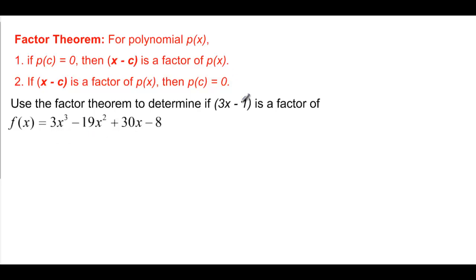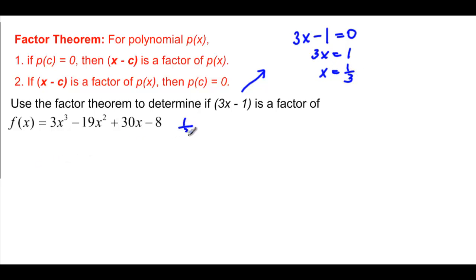So we have here that we want to see if 3x minus 1 is a factor of this. So let's first find out what we have for c. So 3x minus 1, set it equal to 0. 3x is going to be equal to 1, because we're really finding the 0, is another way to think about it. And dividing by 3, x is equal to 1/3. That should make things interesting.